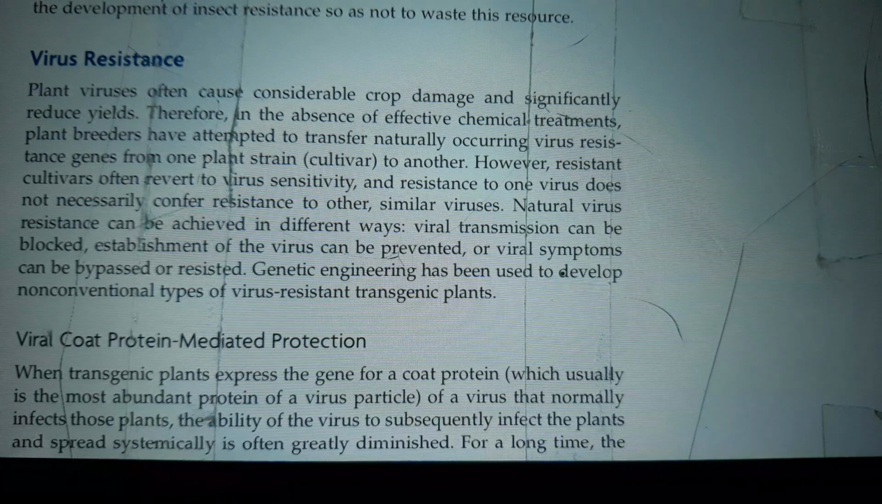Natural virus resistance can be achieved in different ways: viral transmission can be blocked, establishment of the virus can be prevented, or viral symptoms can be bypassed or resisted. Genetic engineering has been used to develop non-conventional types of virus-resistant transgenic plants.